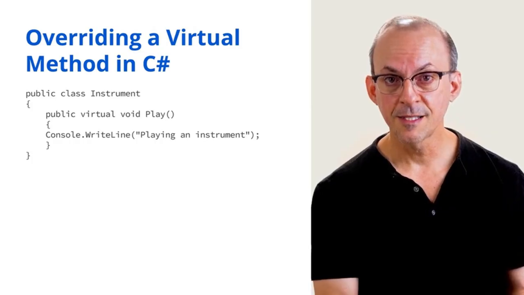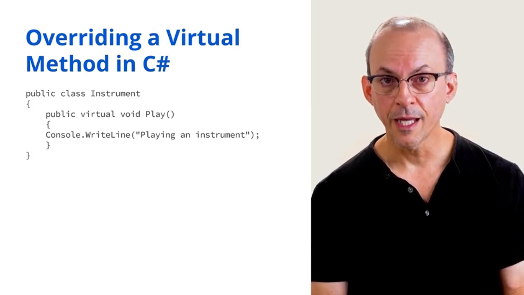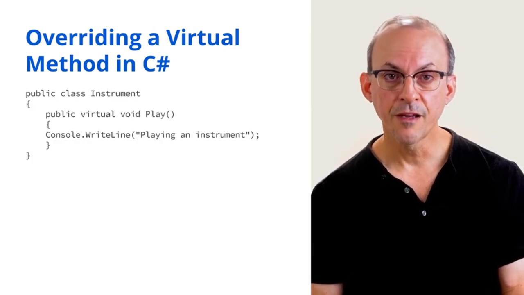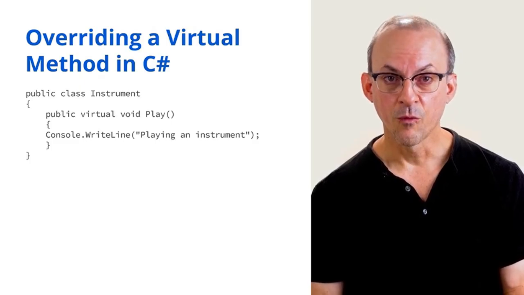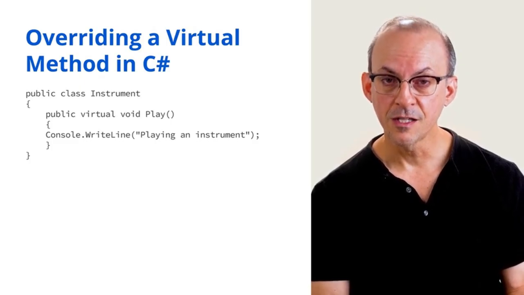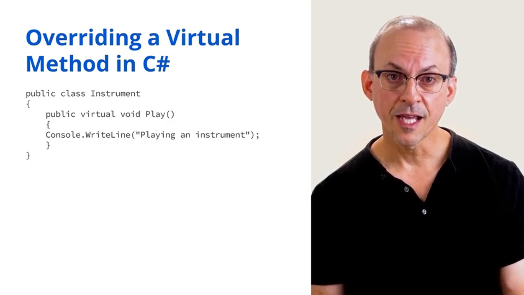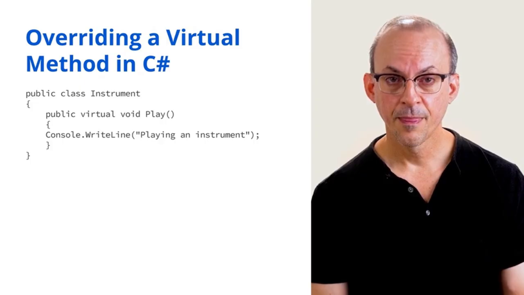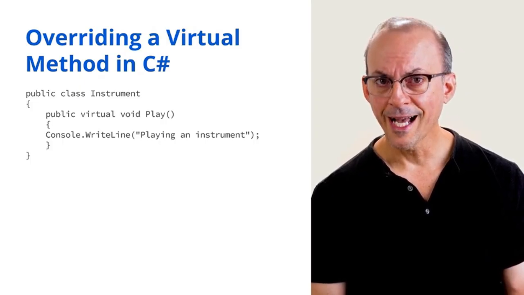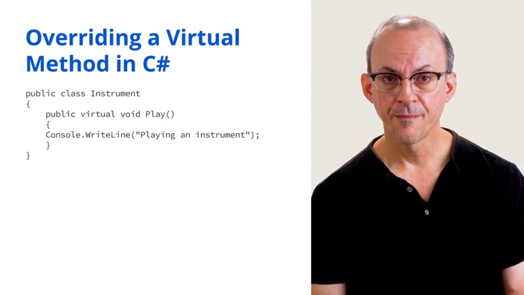They declare the class as public, and it has a virtual method called play, declared as public virtual void play, that writes the message playing an instrument to the console when it's called. This class has a single virtual method that can be overridden by a subclass. These base classes also contain concrete methods which can't be overridden.